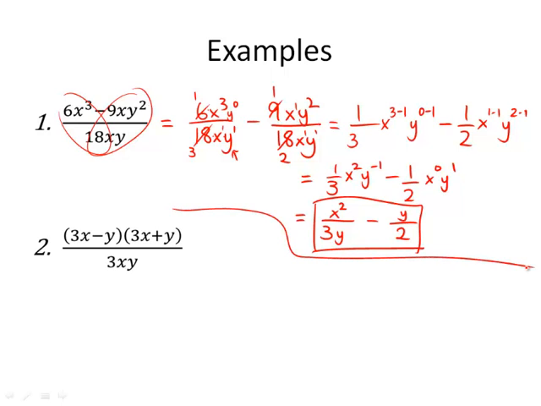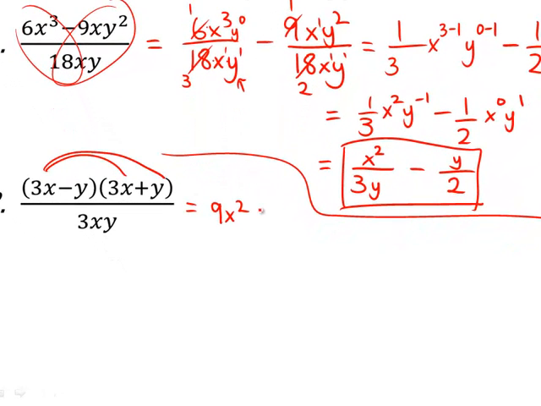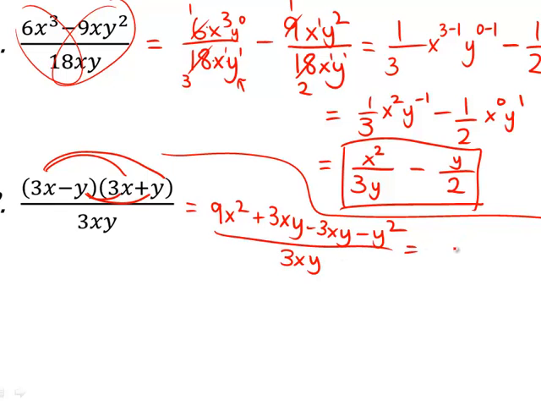In the next example, we need to first expand the numerator, collect any like terms, and then we can use this afterwards. So let's do that now. We've got 3x times 3x is 9x squared. 3x times y gives us positive 3xy. And then negative y times 3x gives us negative 3xy. And negative y times positive y is negative y squared. It's all over 3xy. But let's collect the like terms in the numerator first. The xy terms can be combined and they actually disappear.